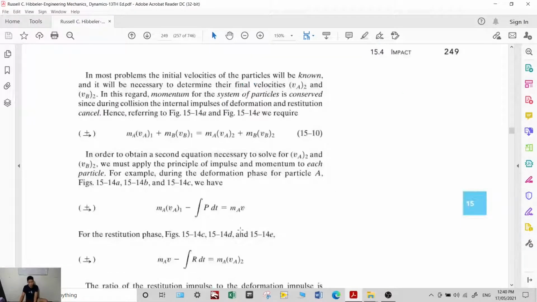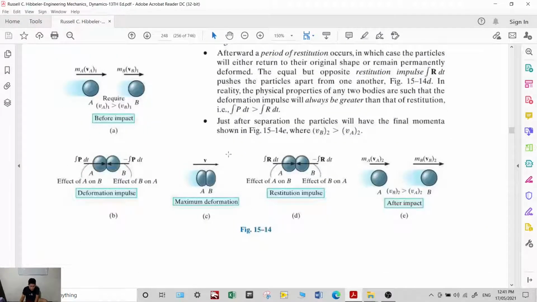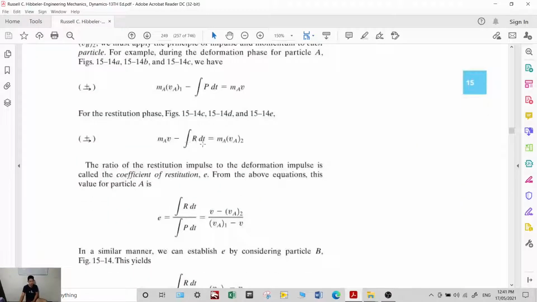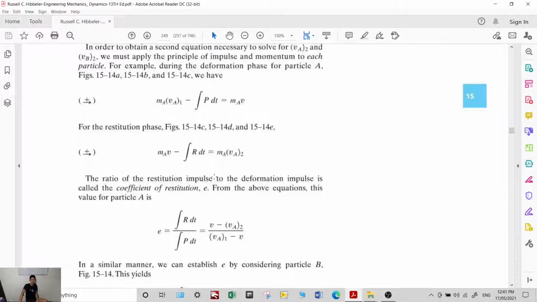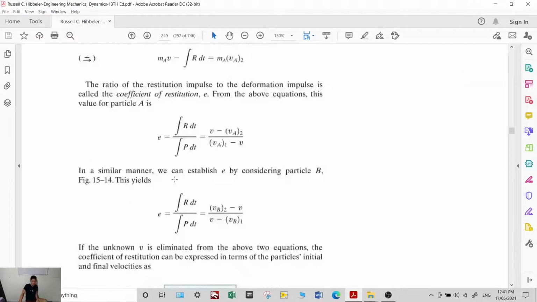Okay, and then also for the restitution phase, the restitution phase starts here. So you have MAV minus RDT is just equal to MAV2. And then if you divide the restitution impulse by the deformation impulse, you will get this expression. E is just equal to V minus VA2 over VA1 minus V. And then this is for particle A.